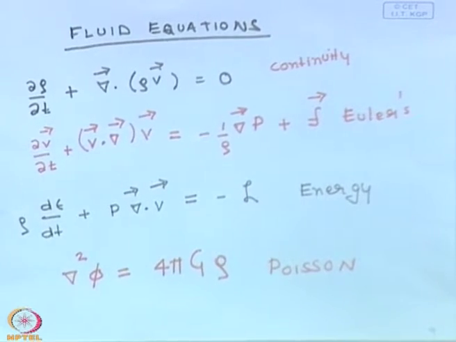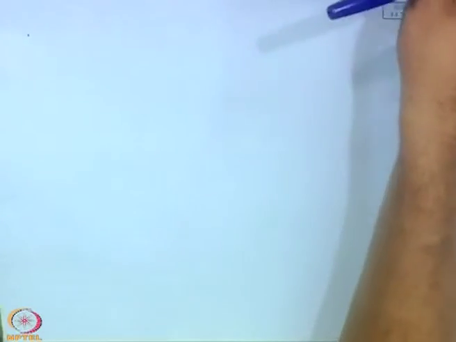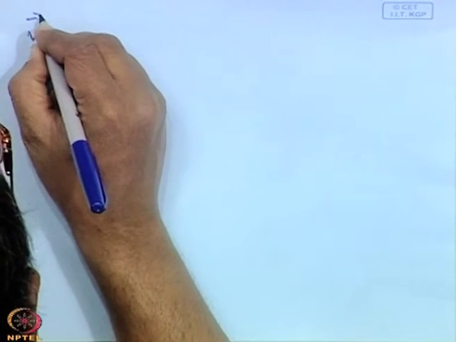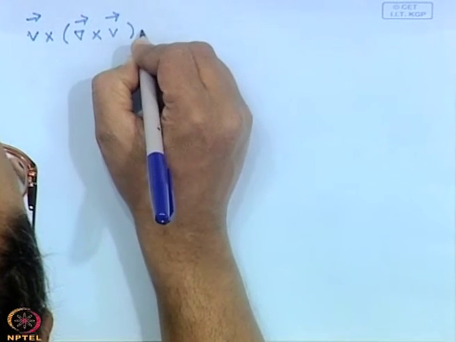Now let us go back to the Euler equation. So this is the Euler equation. And it is often convenient to write it in a slightly different way. So let me do that. So we will use the vector identity that relates A cross B cross C, which you all know. So you can use this to simplify this expression.